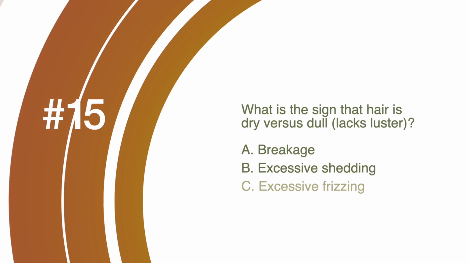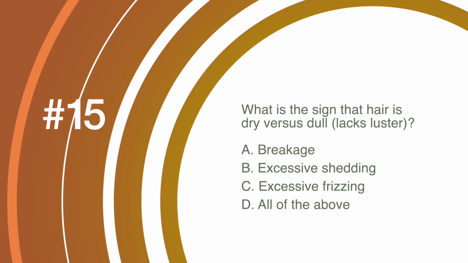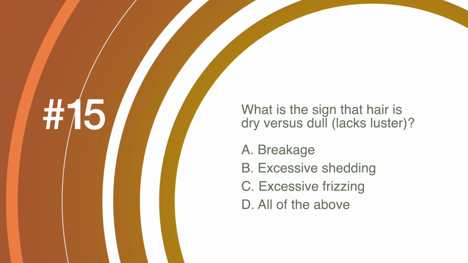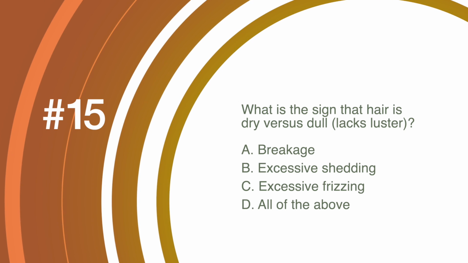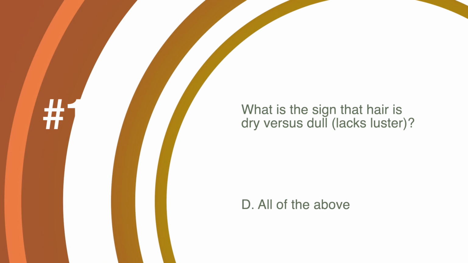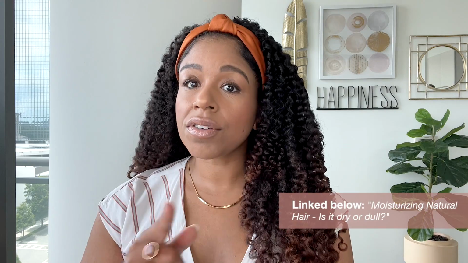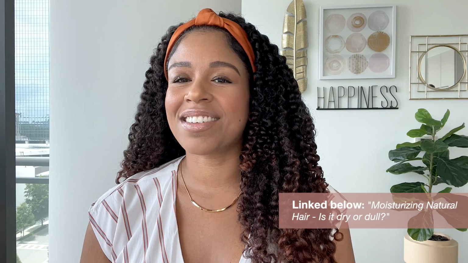What is the sign that hair is dry versus dull? A, breakage, B, excessive shedding, C, excessive frizzing, D, all of the above. The answer is D, all of the above. Sometimes we like to say hair is dry because it isn't shiny, but not having shiny hair does not mean that your hair is dry. The more texture you have, the less light your hair reflects and will appear dull. If you are having issues with breakage and excessive shedding or frizzing, now those are signs that hair is depleted or not retaining moisture. I'll link you to a tutorial on this topic below.